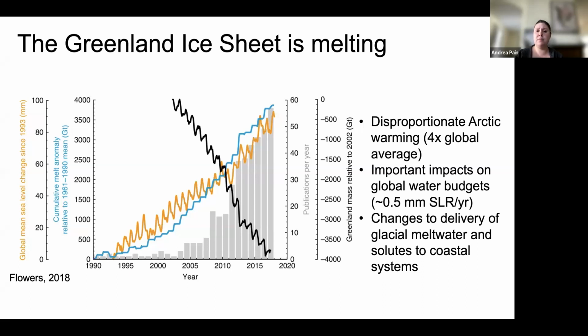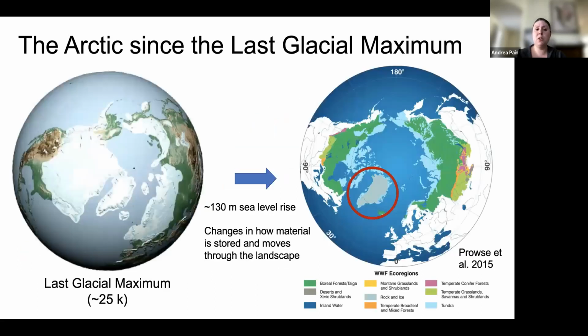And another interesting part of this graphic is these gray bars here that show the increasing number of publications per year about Greenland. And a lot of these studies are focused on constraining current meltwater and chemical fluxes from Greenland. But what I'm going to argue is that this is only really one side of the coin. If we look at what's been going on in the Arctic over the last 25,000 years or so, we see that the Arctic has been undergoing deglaciation for quite a while.